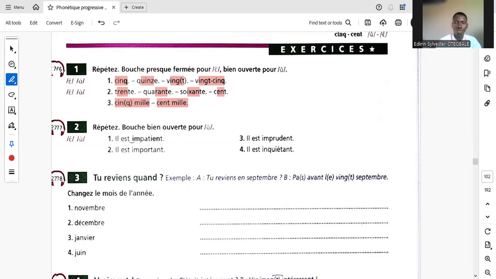So you've just seen the examples again, just to strengthen. Let's take number 2 one more time. Exercice 2. 1, Il est impatient. 2, Il est important. 3, Il est imprudent. 4, Il est inquiétant. These are vivid examples of the distinction.